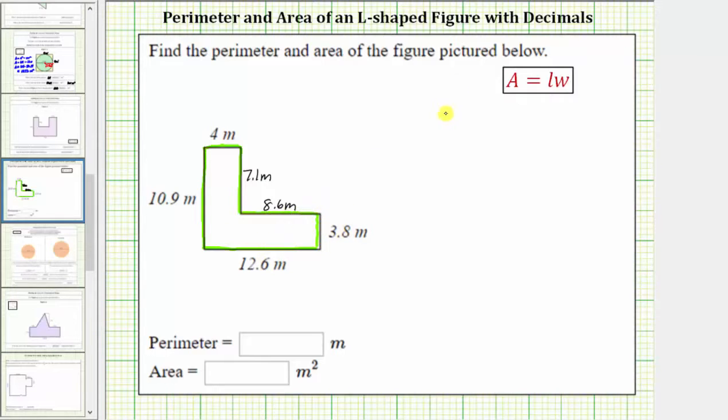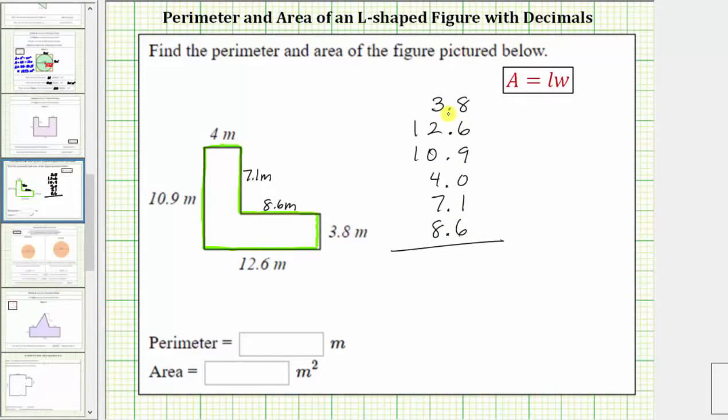Beginning with 3.8, we have 3.8 plus 12.6. We need to make sure we line up the corresponding place values, plus 10.9 plus 4, which I'll write as 4.0, plus 7.1 plus 8.6. Before we begin adding, we bring the decimal point down. Now we begin adding in the tenths place value.